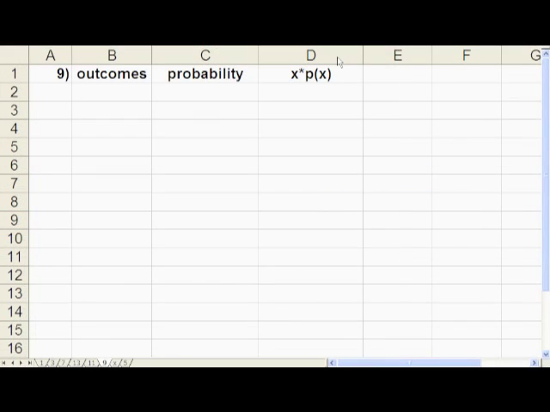Question 9. Question 9 is a game in which you need to compute the expected value. Now there are two outcomes. You can either win the game or you can lose the game.